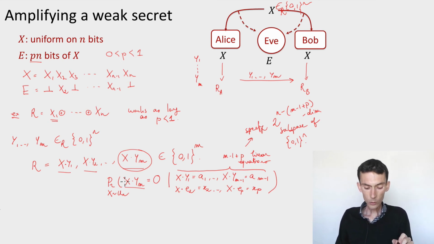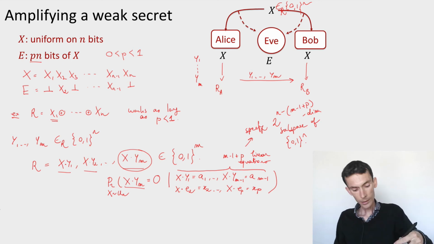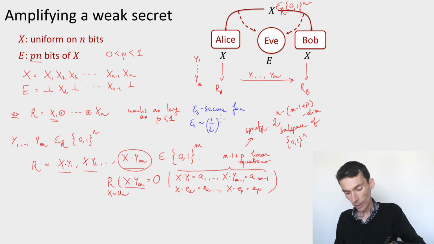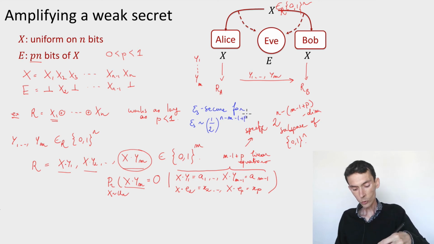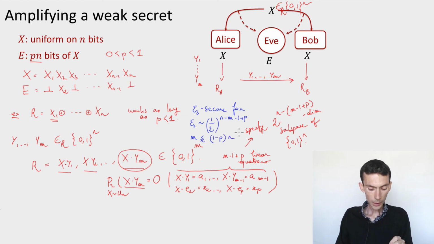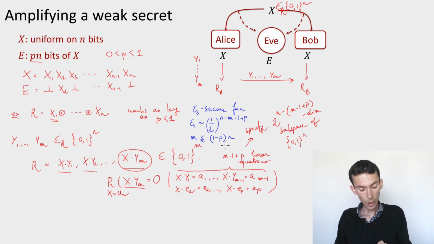So from all this, what you can figure out is that this is going to be epsilon-s secure for some epsilon-s, which is going to be roughly equal to a half to the n minus (m-1 plus p), the dimension of this subspace. And so you see that as long as m is less than roughly 1 minus p times n, which intuitively is correct because this is the number of degrees of freedom that we have initially, right?